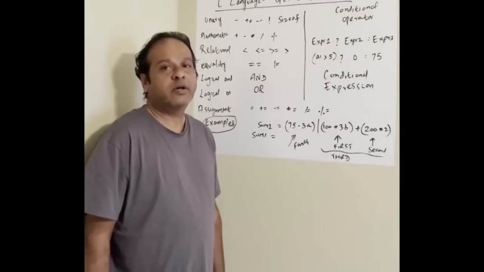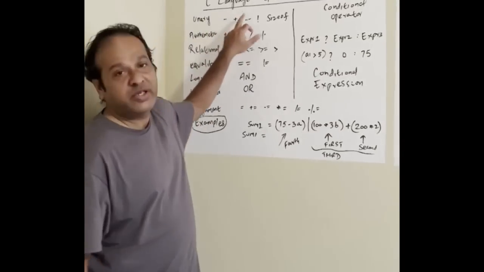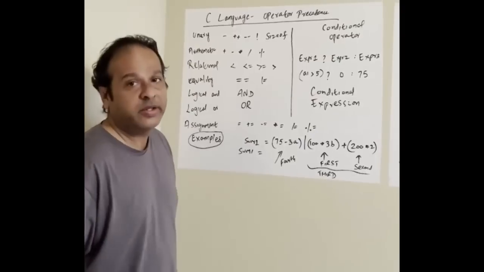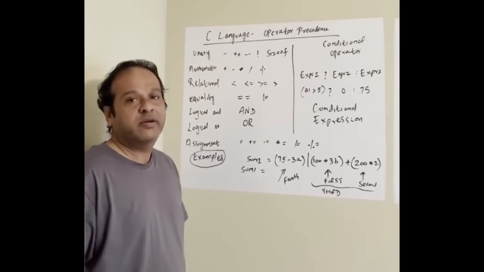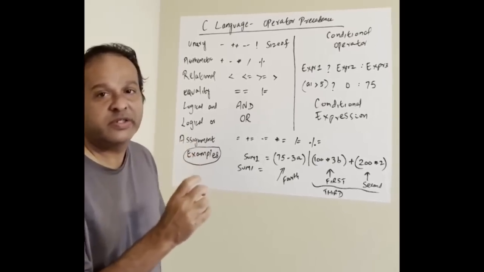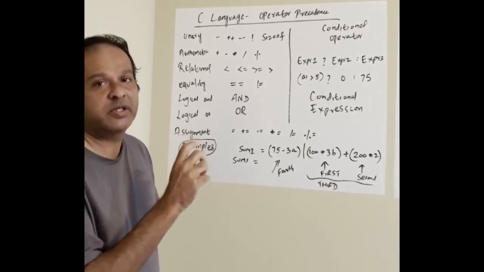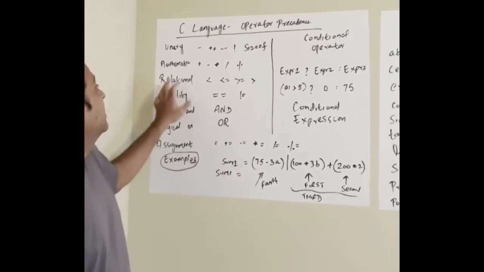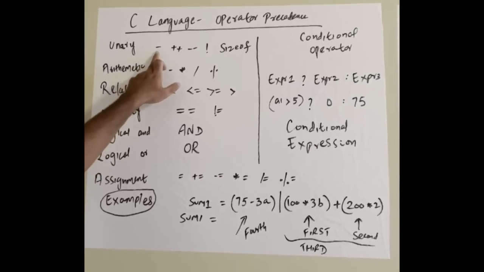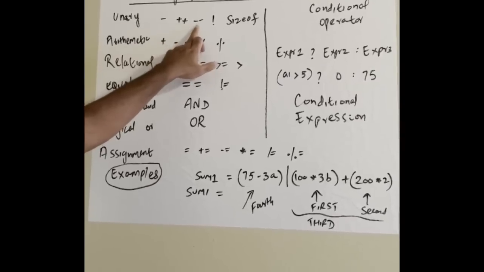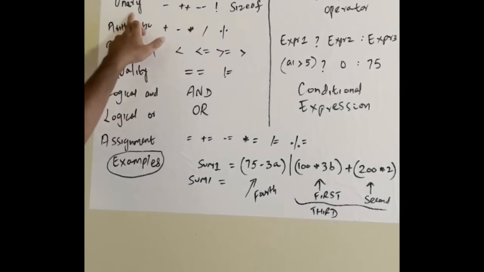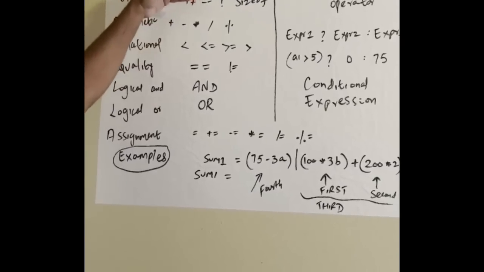Hi, today we will talk about C language operator precedence. There are several operators in C language, and when an expression is given, the order of the operations determines which evaluates first and which evaluates second in an expression. So we'll talk about this today. There is the unary operator. Unary means single. So the minus sign, plus plus, minus minus, exclamation, sizeof operators. These are all unary operators. Those take the first precedence.